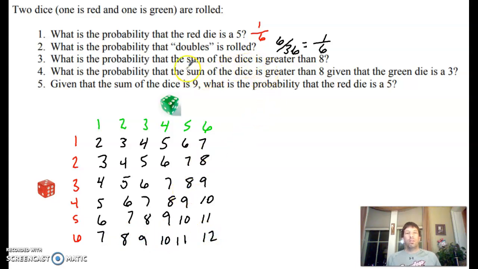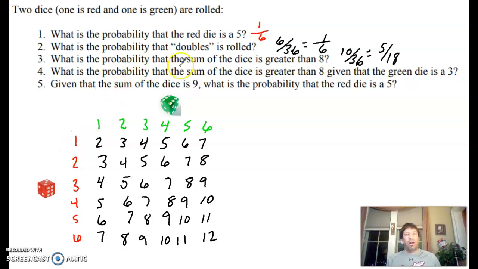So we want to know what's the probability that the sum of the dice is greater than 8. So we have to look at everything bigger than 8. So 1, 2, 3, 4 that are 9s, 5, 6, 7, if we add the 10s, 8, 9 with the 11s, and 10 with the 12s. So there are 10, again, out of 36 total possibilities. So we could leave it like that, or we could reduce that to 5/18. So the probability that the sum of the dice is greater than 8 is 5/18, or 10/36.